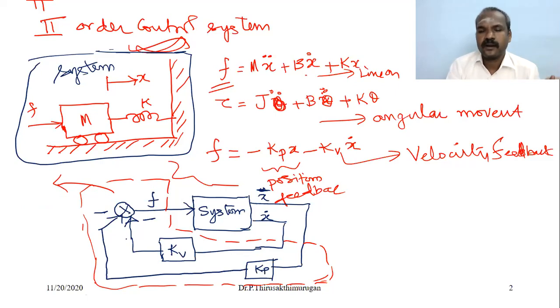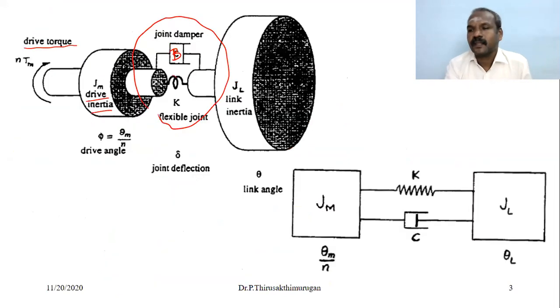Say PID control algorithm. What is the PID control algorithm? Kp times e, plus Kv times de by dt, plus Ki times the integral of e dt. So we are adding the position term, then the velocity term, then the integral term, right? This is normally implemented in the computer.